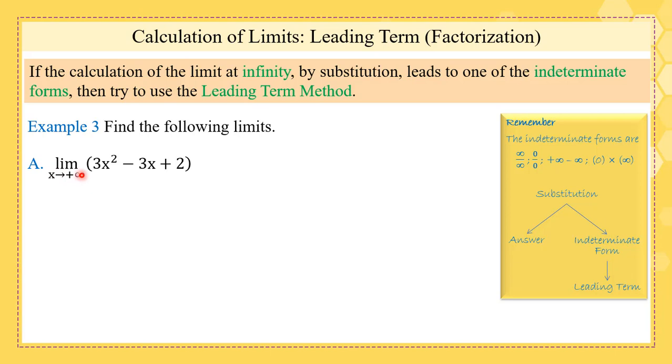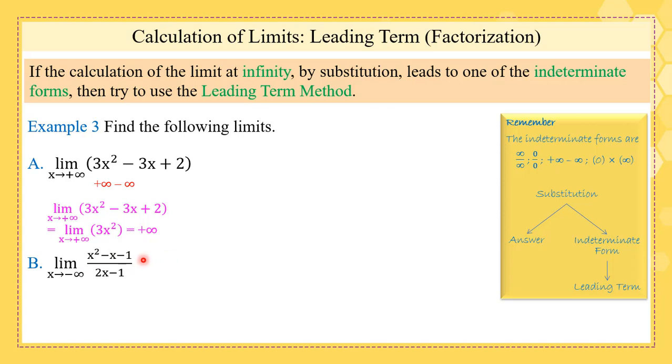Now we need to find the limit as x tends to plus infinity of this function. Now if we substitute, we get plus infinity minus infinity, and this is one of the indeterminate forms. Now what do we do in such a case? We take into consideration the term that contains the highest power, which is 3x squared in this case, and the limit of the whole function would be the same as the limit of this term, which in this specific example is plus infinity, because we have 3 times plus infinity squared, which is plus infinity.